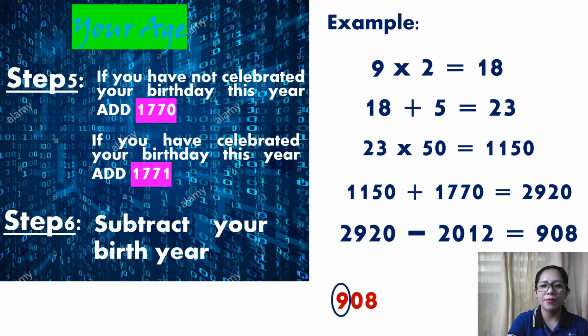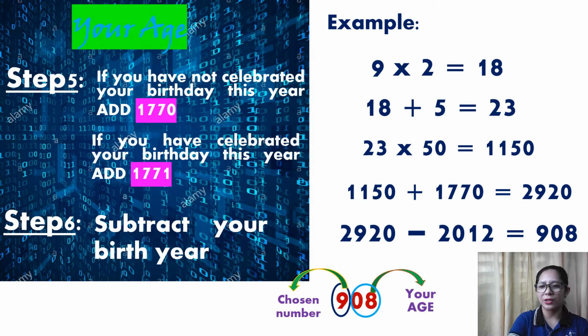So we have 908. So our first digit is the number that you have chosen. So, I chose 9. So I have 9 there. And the last two digits is your age. So Inigo is 8. He will be 9 in August. So the 9 is the chosen number. 8 is the age of Inigo. Okay, is it amazing? You want some more?